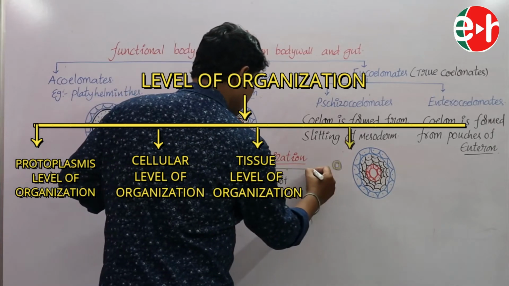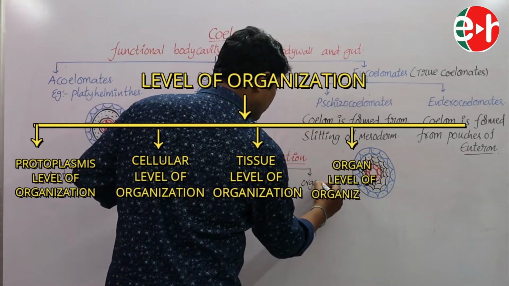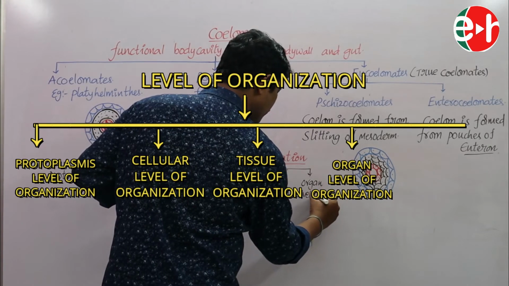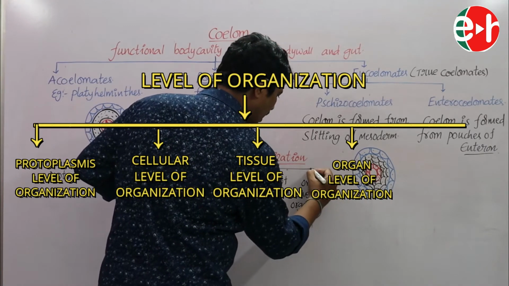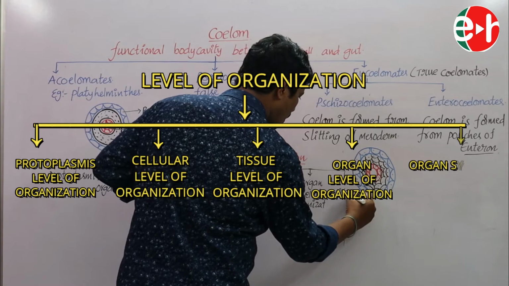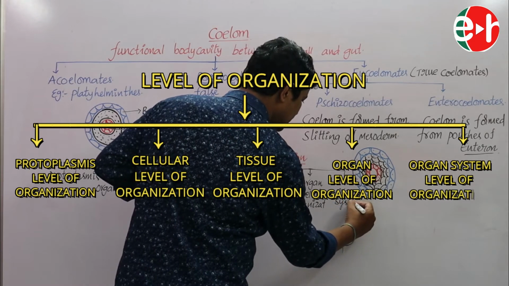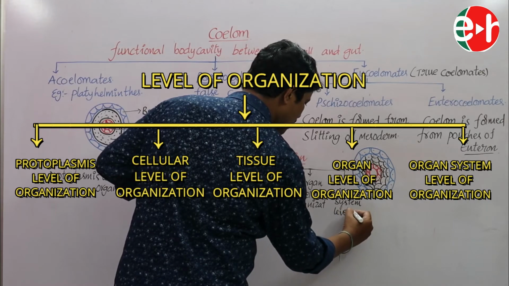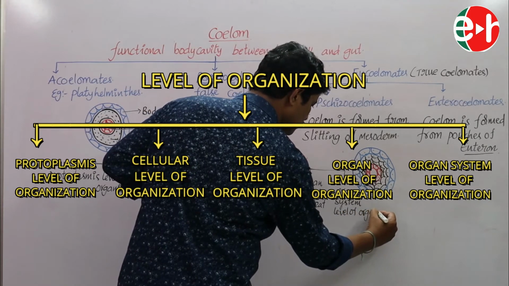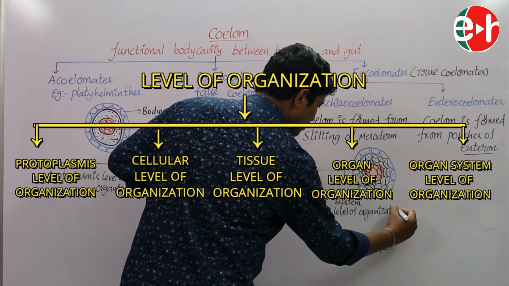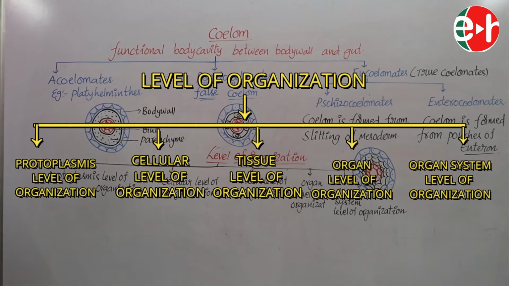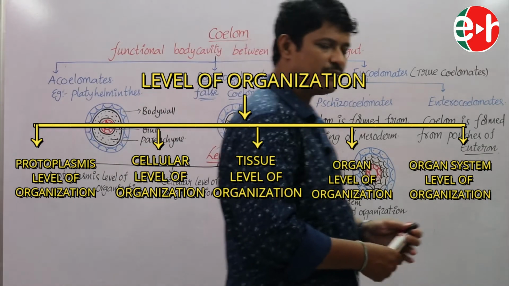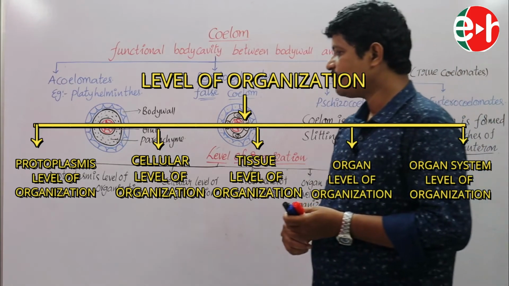The next one is the organ level of organization, and the last one is the organ system level of organization. These are the different types of levels of organization. The first one is the protoplasmic level of organization.